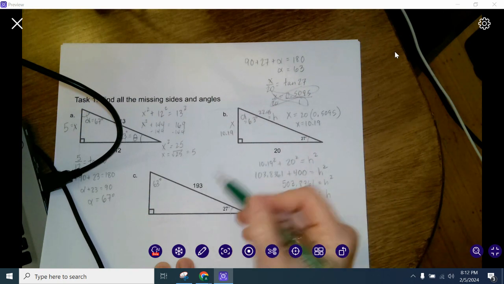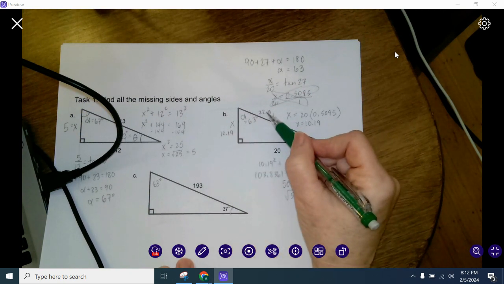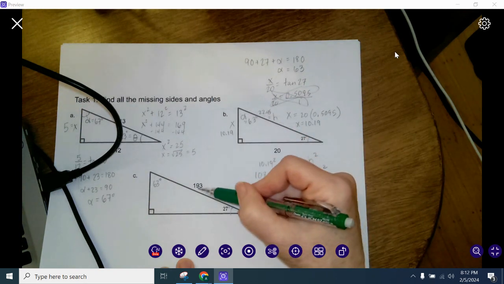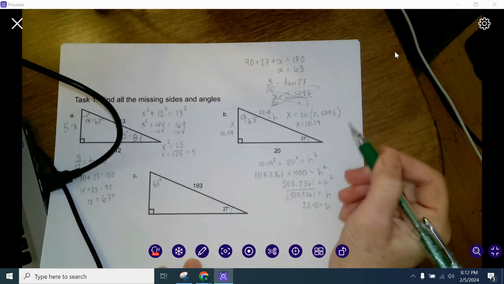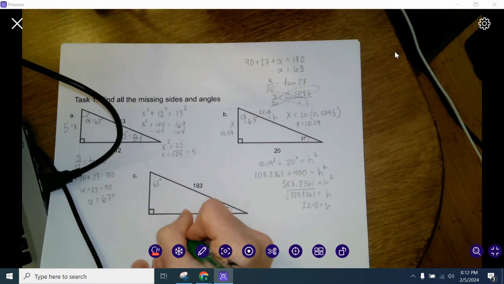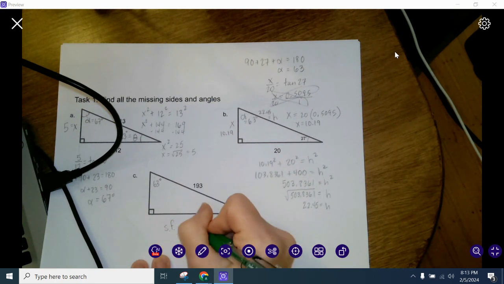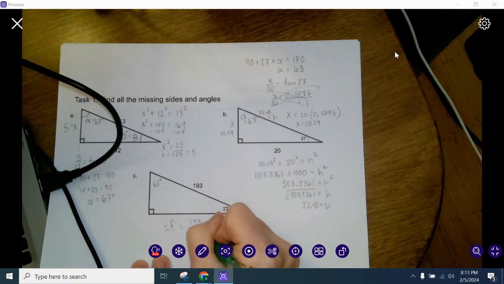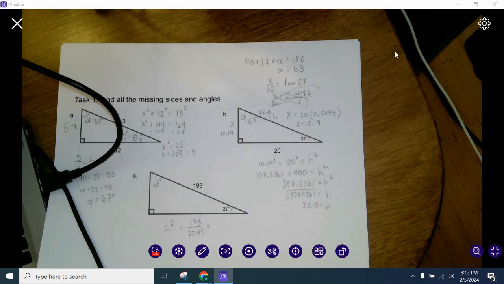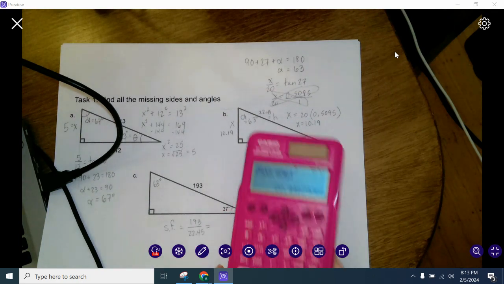This is the bigger one. So I need to multiply 22.45 times something to get 193. So I can figure that out. I can get my scale factor by doing 193 divided by 22.45. Remember, the new one divided by the original one. I can get my scale factor. Boy, we haven't done that in a while.